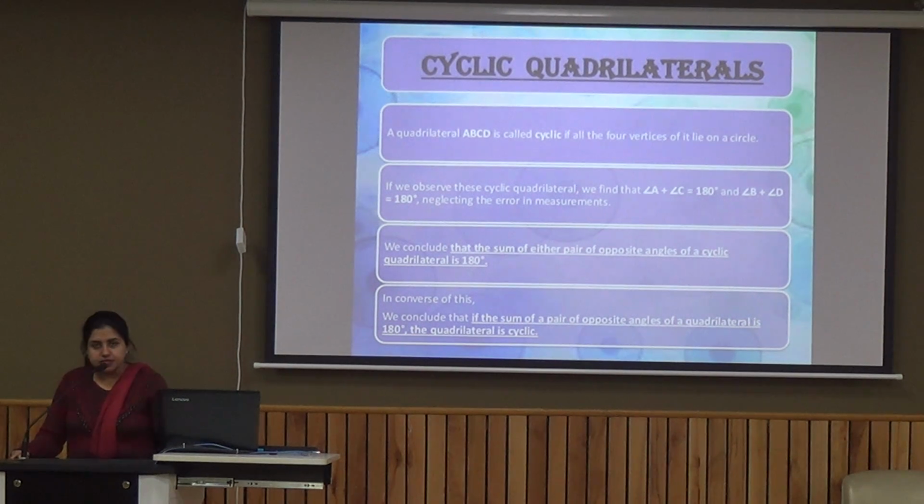A quadrilateral ABCD is called cyclic if all four of its vertices lie on a circle. If we observe these cyclic quadrilaterals, we find that angle A plus angle C is equal to 180 degrees, and also angle B plus angle D is equal to 180 degrees. We conclude that the sum of either pair of opposite angles of a cyclic quadrilateral is 180 degrees. The converse of this is also true: if the sum of a pair of opposite angles of a quadrilateral is 180 degrees, then the quadrilateral is cyclic.